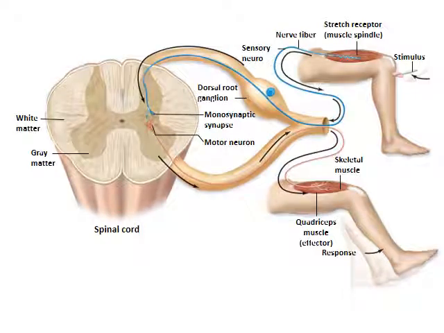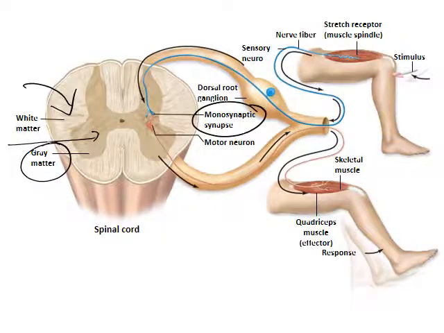This is the figure of the spinal cord. For example, I may give you this figure in the exam. You have to label it: white matter, and this one is called the gray matter. We have the motor neuron, monosynaptic synapse. We're going to talk about this later.